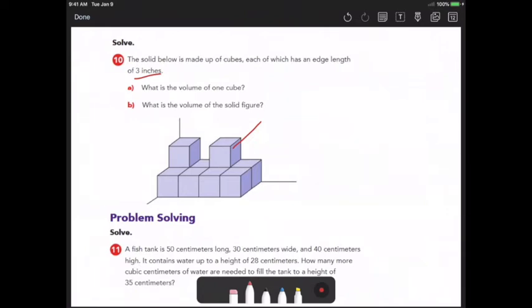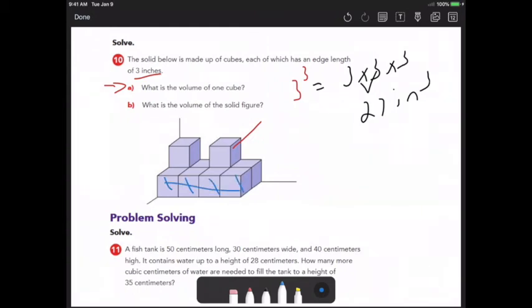Okay, so for this one, it's going to be 3 cubed for 1. This is for A. So if we have 3 cubed, that's 3 times 3 times 3. So it's 9. 9 times 3 is 27. So it's going to be 27 inches cubed. And we figure out how many cubes we have here. So we have 1, 2, 3, 4. So if there's 4 in the front, there's 4 in the back. So that's 8. Then we have 9, 10, because there's 2 sitting on top. So it's 27 times 10, which you all know is 270 inches cubed.